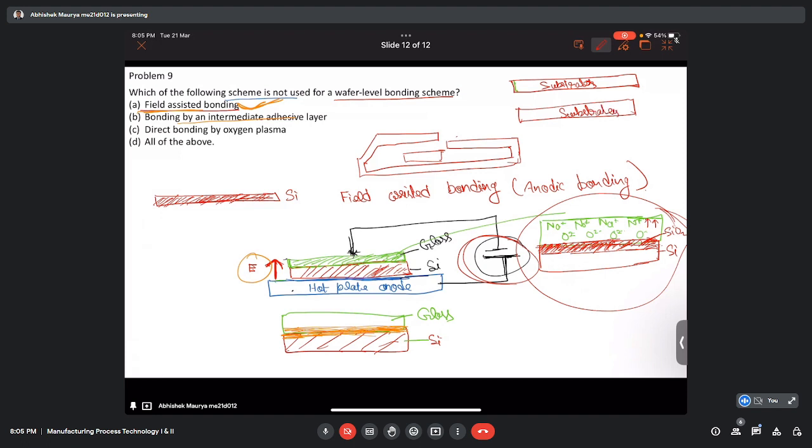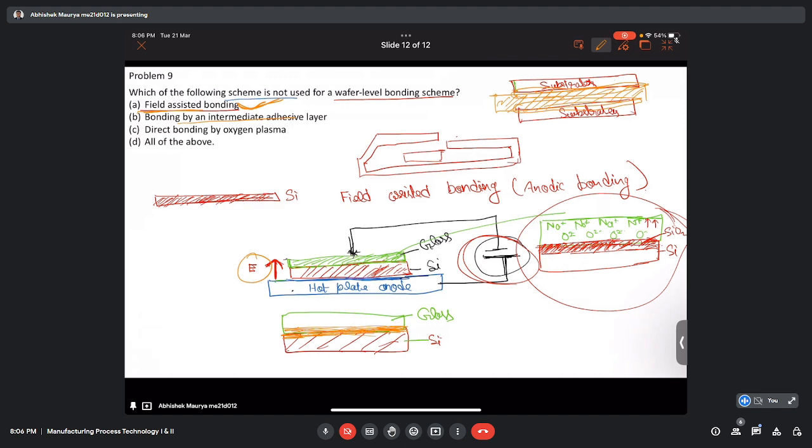We want to join them. So like you have seen in the soldering process, we have to apply some interlayer material over here, and with the help of interlayer material we will join them together. So here we will have two interfaces.